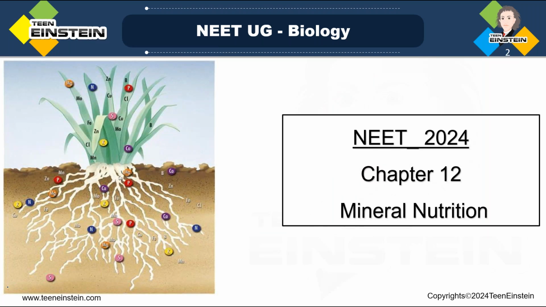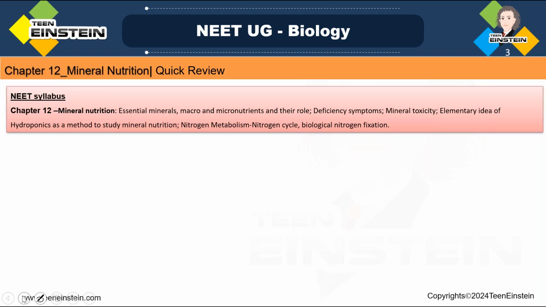So now we are learning about mineral nutrition. In this chapter for the NEET exam, you have to learn about the essential minerals, which are micro and macro elements, and their role and deficiency symptoms. Then we need to get an idea about hydroponics, which we have already covered. And then what is mineral nutrition? Then the main topic is nitrogen metabolism, in which you will get the nitrogen cycle and biological nitrogen fixation.